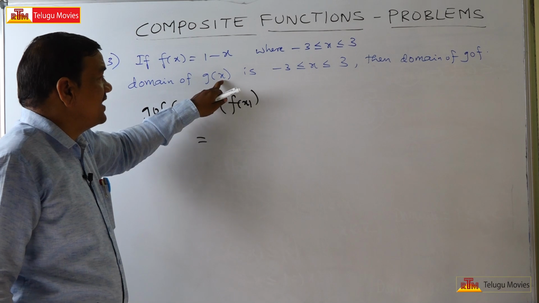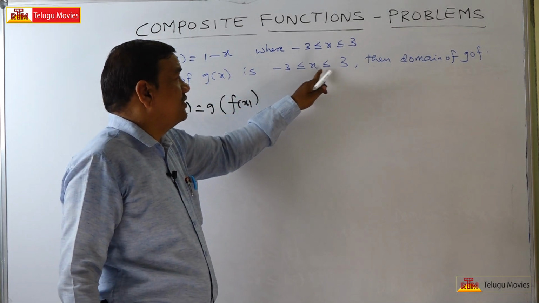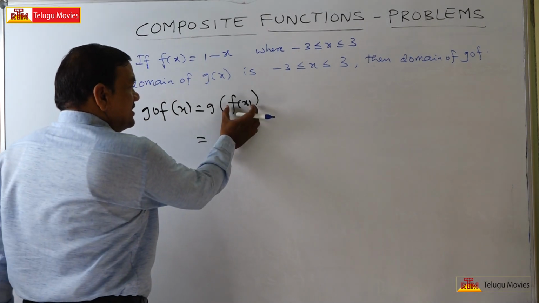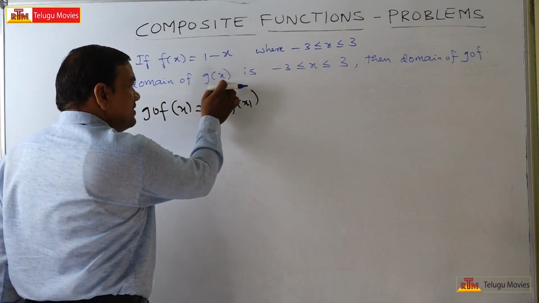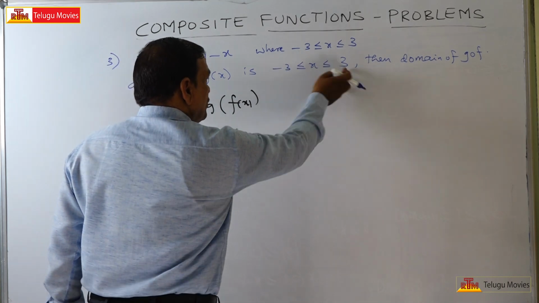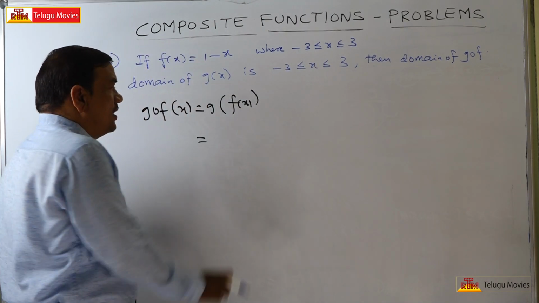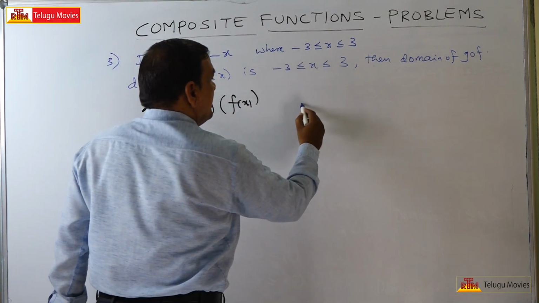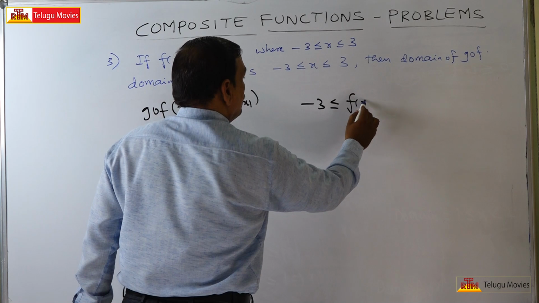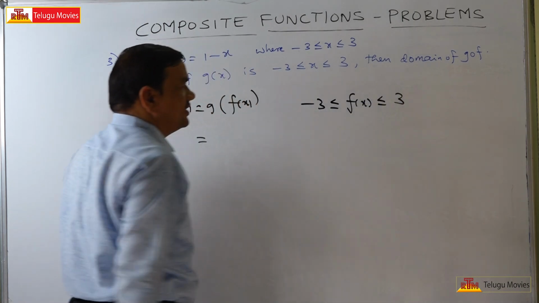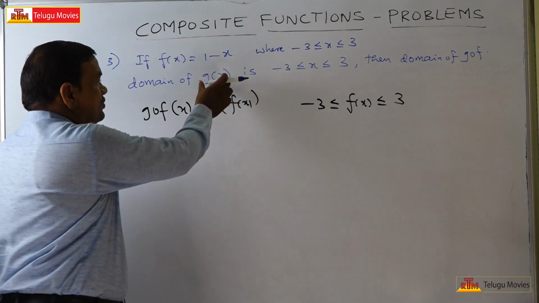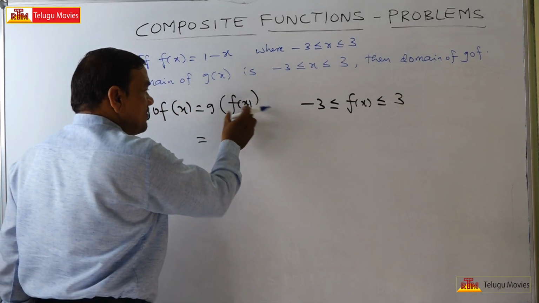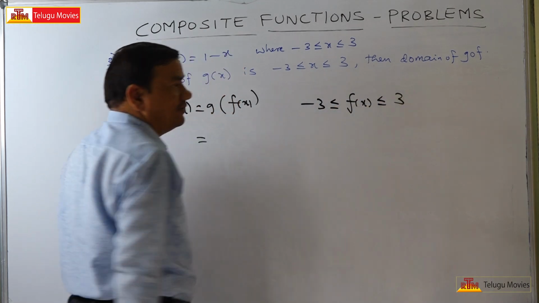The domain of x is minus 3 less than or equal to x less than or equal to 3. Understand here. That means for g of x, x should lie between minus 3 to 3. Here g of f of x means this f of x should lie between minus 3 less than or equal to f of x less than or equal to 3. Understand this? If g of x is there, x lies between minus 3 to 3. G of f of x means this f of x should lie between minus 3 to 3.